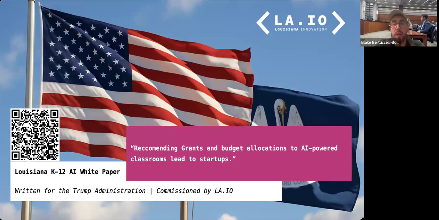I wrote a report for Louisiana Innovation, the Division of Louisiana Economic Development, on AI in the classroom and put some recommendations forward, mostly that we should give grants to students and teachers and administrators who want to do stuff with us, who are the innovators, and let them do it and see what they do, and then create policy and product around the material that they create. You can read this white paper. It's linked here. It was written for the Trump administration.